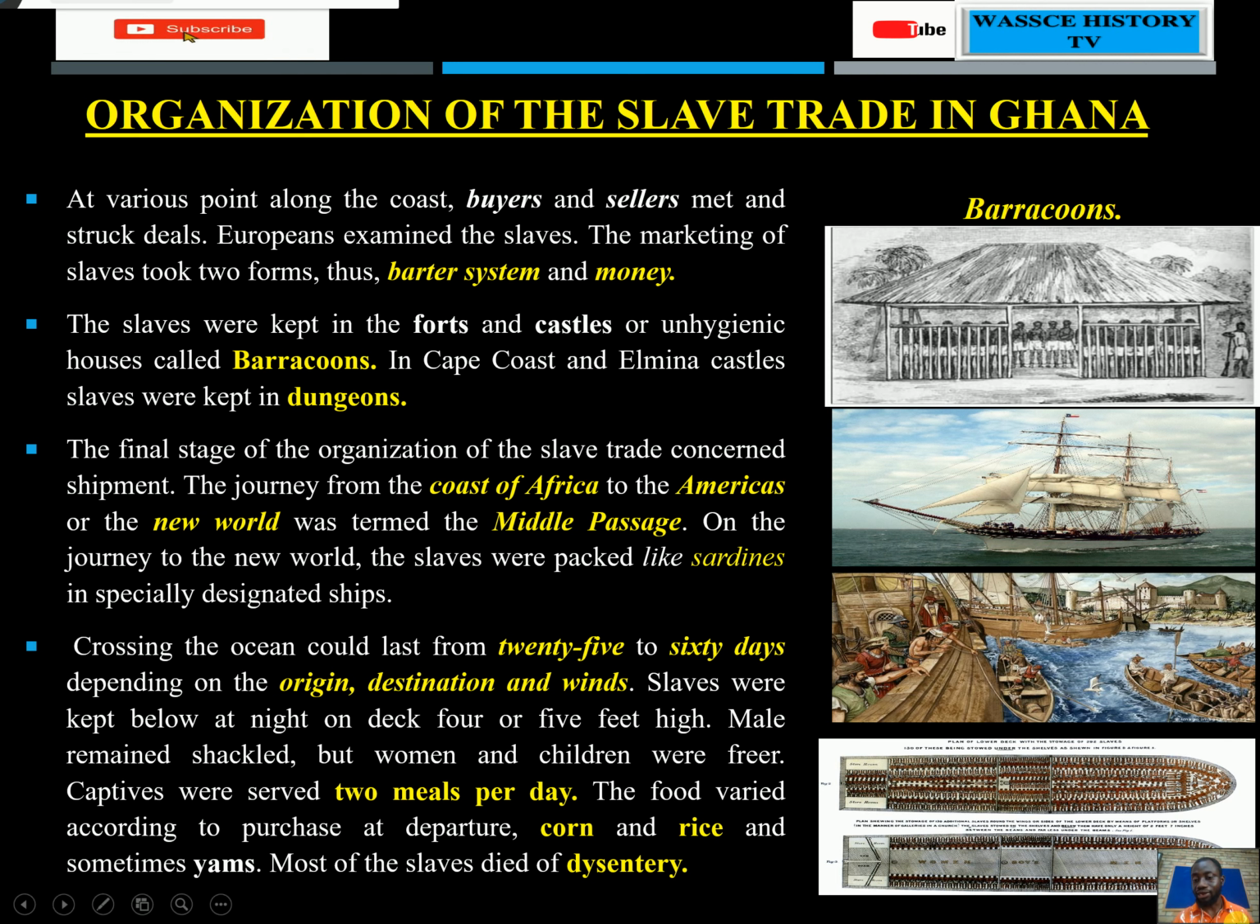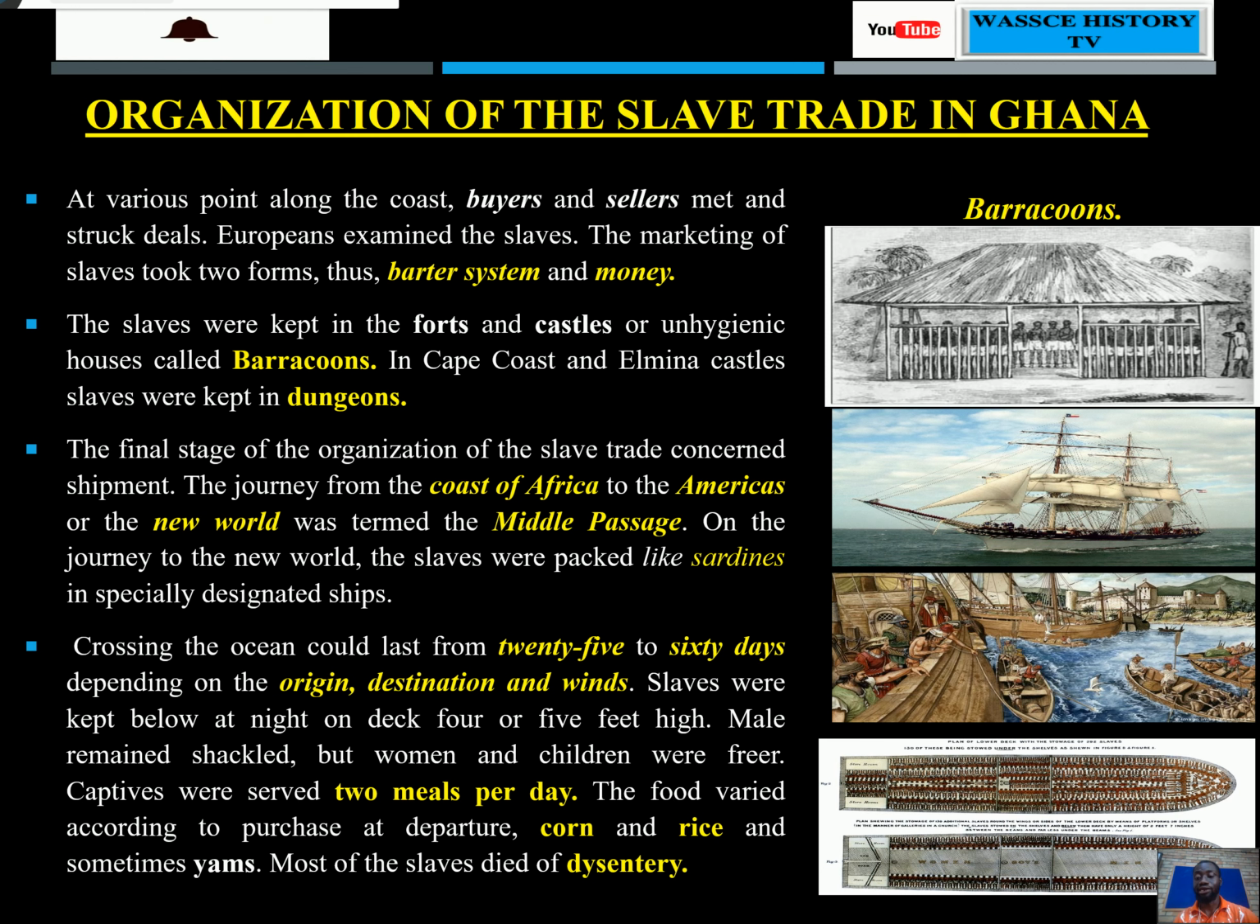Now, under these decks, you realize that slaves were actually naked. There was no proper hygiene in place here. And so the slaves had to poo, they had to wee, they had to vomit, they had to do all kinds of things under the deck while they were chained, packed on top of each other. And occasionally they were brought up on deck to exercise.